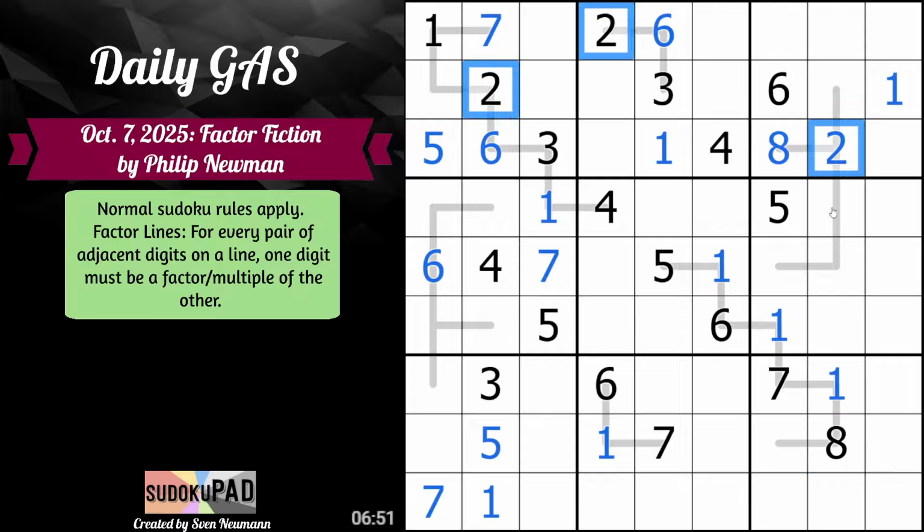2 then has to be 4 here. Only option. 1, 2, 4, 8, and 6 are all accounted for. So here then, it can't be 2, 4, 1, or 8. So this is 6 now. 6 without being 2, 1 must be 3. And 3 without being 1 or 6 must be 9.